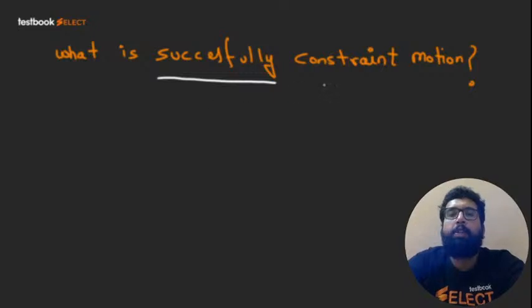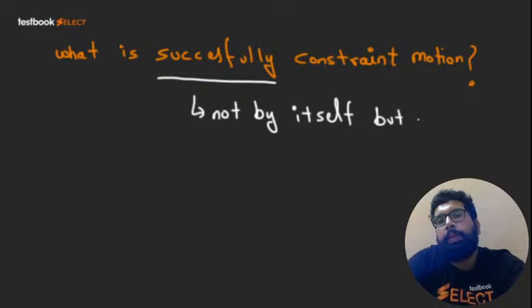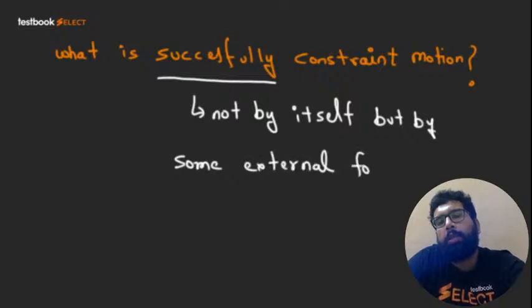Now the motion has to be constrained, it has to be restricted, it has to be bounded. Motion ko restrict hona hai, bound hona hai, constrained hona hai, ek prakar ka hi hona hai. To completely ka matlab kya tha? What we meant by completely? Completely meant by itself. So successfully meant not by itself, but by some external force, or we can say external aid.